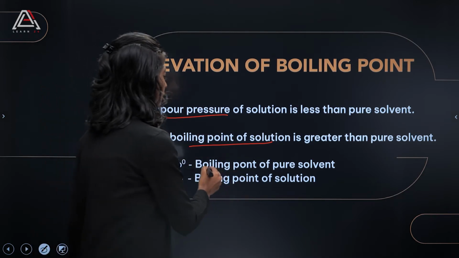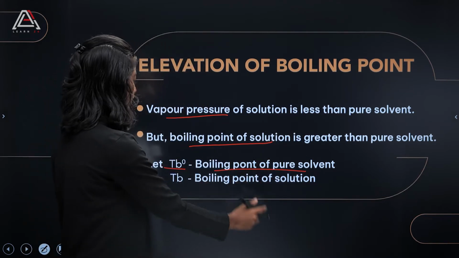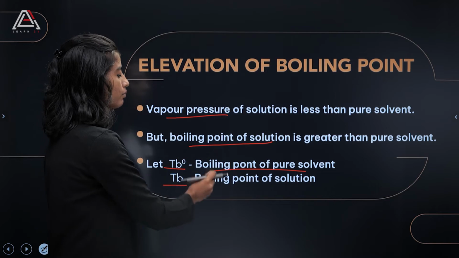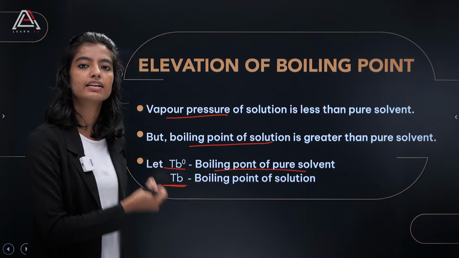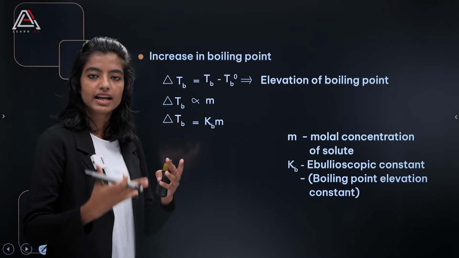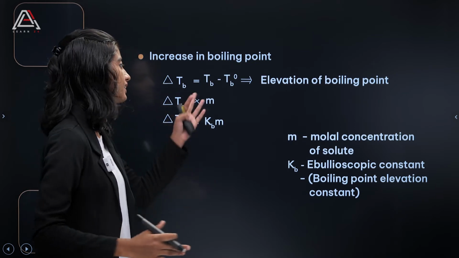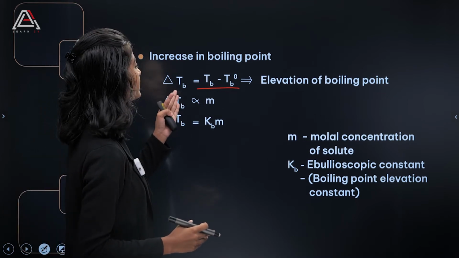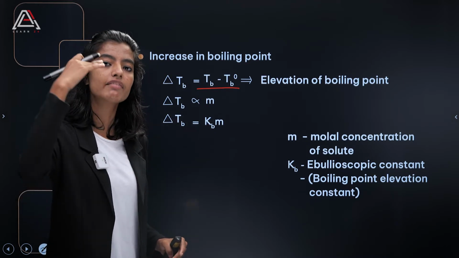Now, the boiling point of pure solvent is TB0 and boiling point of solution is TB. TB is greater than TB0, right? Now, to find out how much the boiling point has increased, TB minus TB0, that is the elevation of boiling point. Delta TB is equal to TB minus TB0.